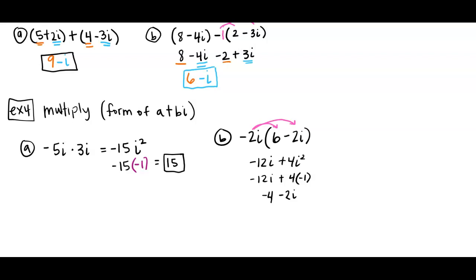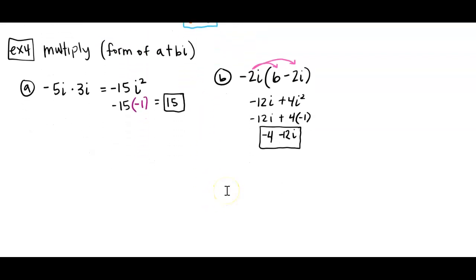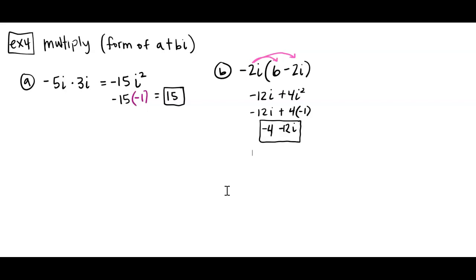So that should say 12, not 2. All right, so negative 4 minus 12i would be how you write that answer. Awesome job. Thank you. All right, so remember, if you see an i squared, you just need to change that to a negative 1. Okay. What if we have some binomials multiplied by each other?